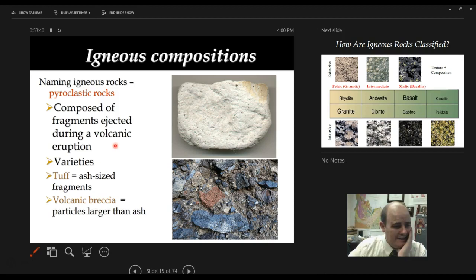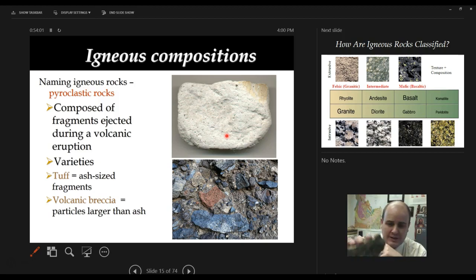These pyroclastics are the ones that have fragments inside of them. They can have big fragments like this, which we call volcanic breccia. Or we have small fragments like this one here, like the one I showed you just a minute ago. There it is in front of me. It has small fragments, which we call a tuff, which is ash-sized fragments.